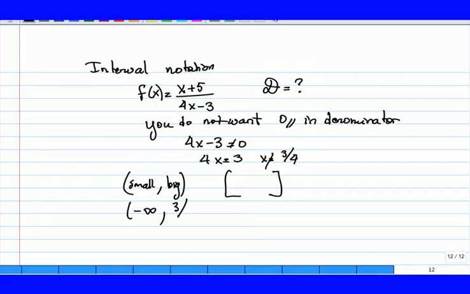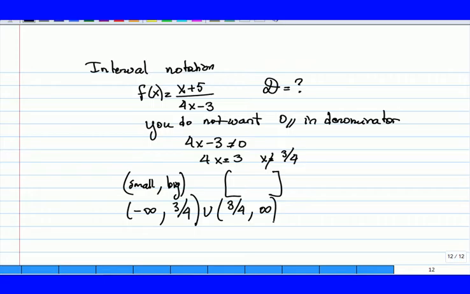And you do not want 3/4. Does that make sense? That's why you have to put a parenthesis. You don't want it. Then you go to the right of 3/4 and start again. How far can you go? To infinity. Union 3/4 to infinity. Do you see it? That's how it is in interval notation. Does it make sense? All right.